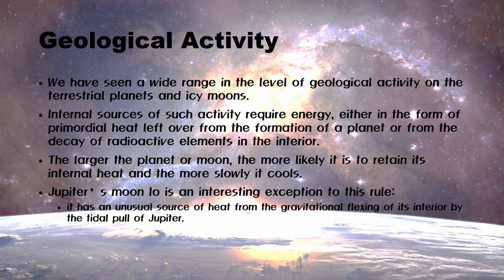Jupiter's moon Io is an interesting exception to this rule. Rather than relying on the primordial heat or radioactive elements, it's actually getting its source heat from the gravitational flexing of its interior by the tidal pull of Jupiter, largely due to the proximity next to the planet.